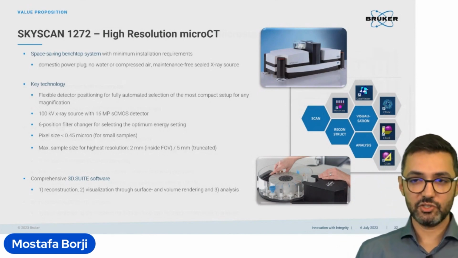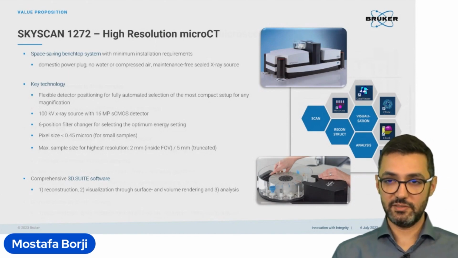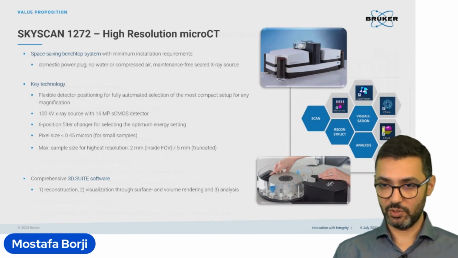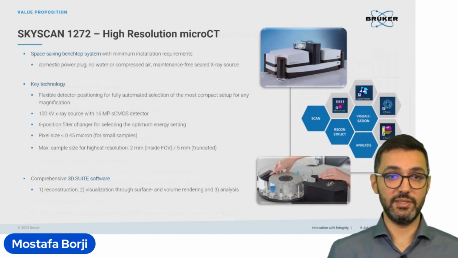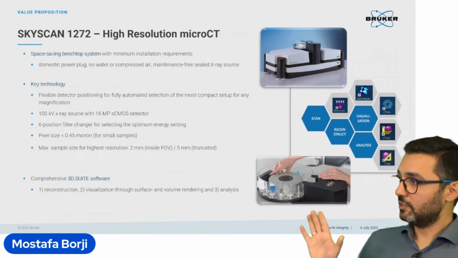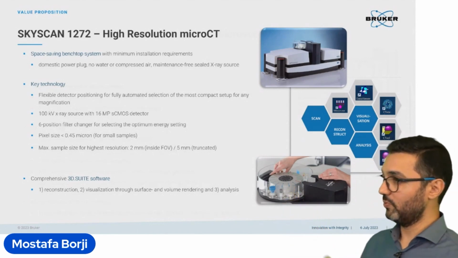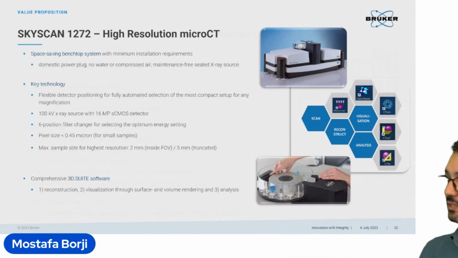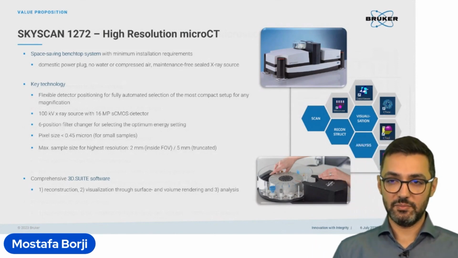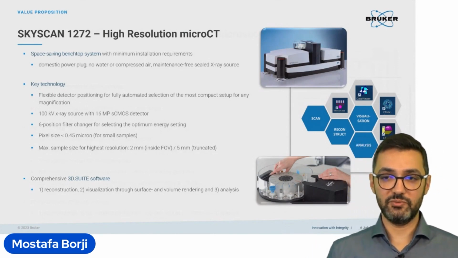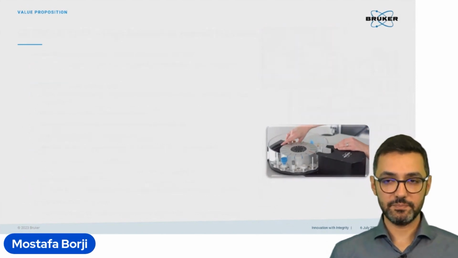The filter changer is also automatic. It has 6 positions, and everything can be done by one click from the software. So no physical interaction with the device is required in that sense. This device can also be equipped with a sample changer, again, 16 different positions, and this is to increase the throughput of the scanner.